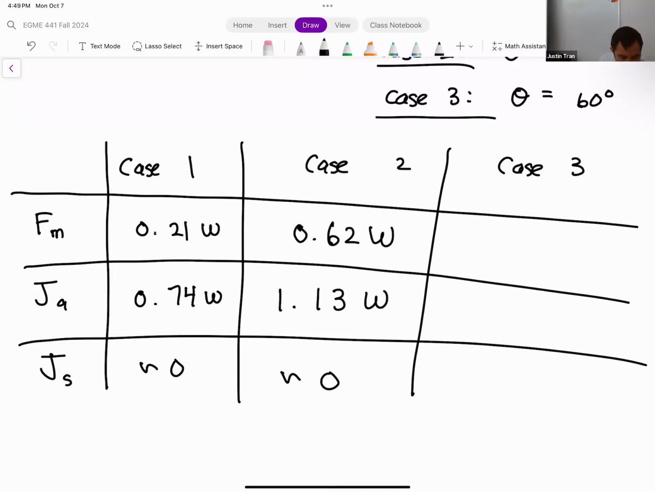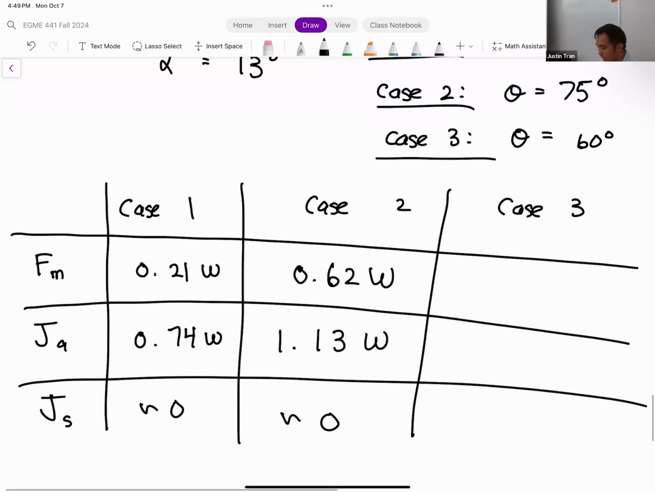And then finally, let's look at case 3. Case 3 is a bit more of an extreme rotation. We have a posture angle of 60 degrees. In that case, the muscle force is 1.2 W, so double what it was in the previous case, almost 6 times as much as the good posture case.